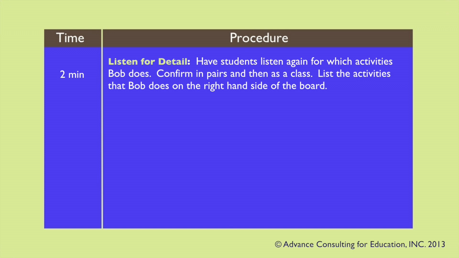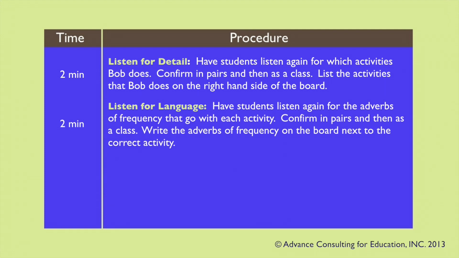The next step has students listen for language. So students are going to listen to the dialogue again, and they're going to write down the adverbs of frequency that go with each activity that they listed in the previous step, and then confirm their answers in pairs and as a class. Finally, write the adverbs of frequency on the board next to the correct activity. So by this time, you've made a list on the board of adverbs of frequency and then the activities that go with those adverbs of frequency.